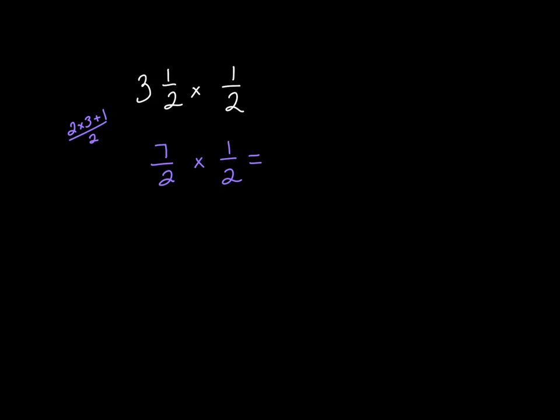Now, we actually don't have anything that can be canceled this time. 7 is a prime number, and 2 is not a multiple of 7. So multiply your numerators. You have 7. Your denominators, 2 times 2 is 4. Now let's change that back to a mixed number. 4 goes into 7 one time, with the remainder of 3. So 1 and 3 over 4.